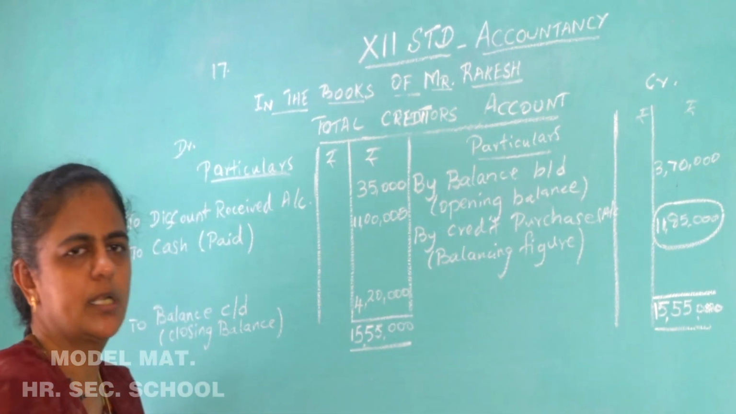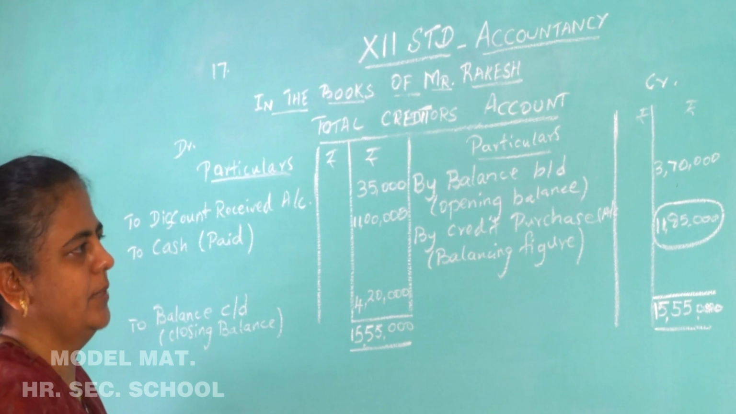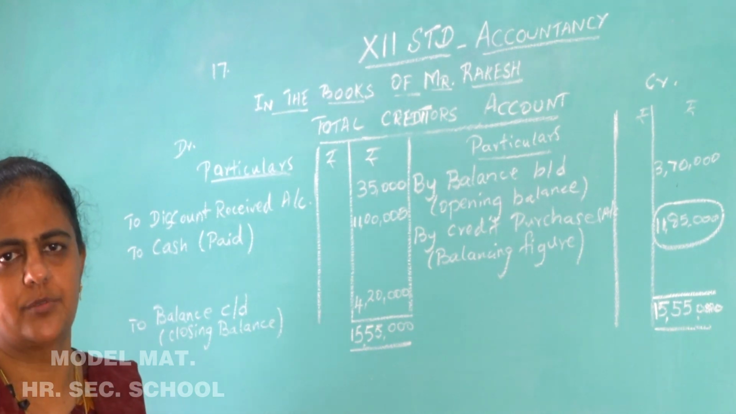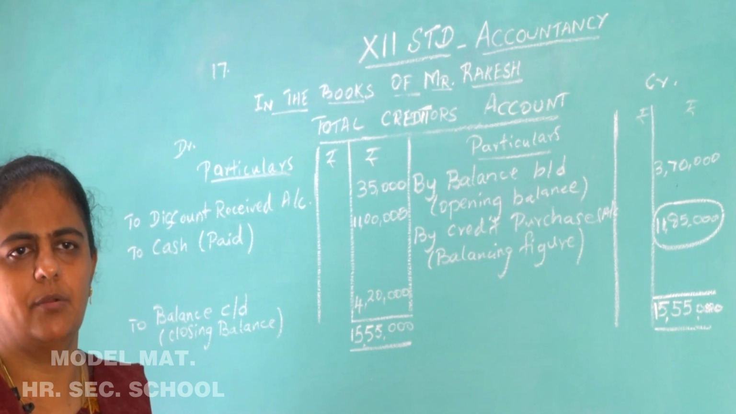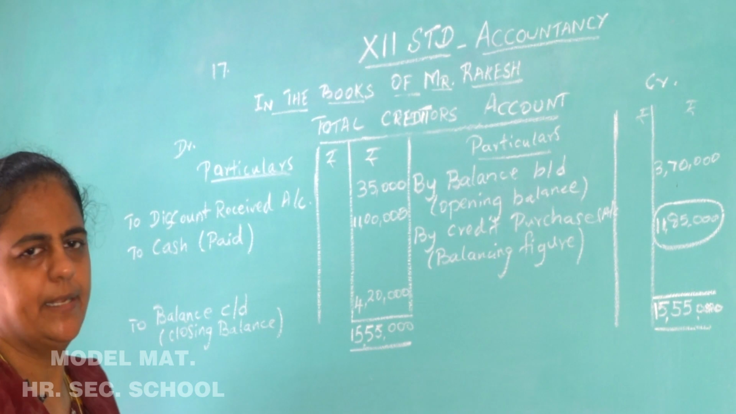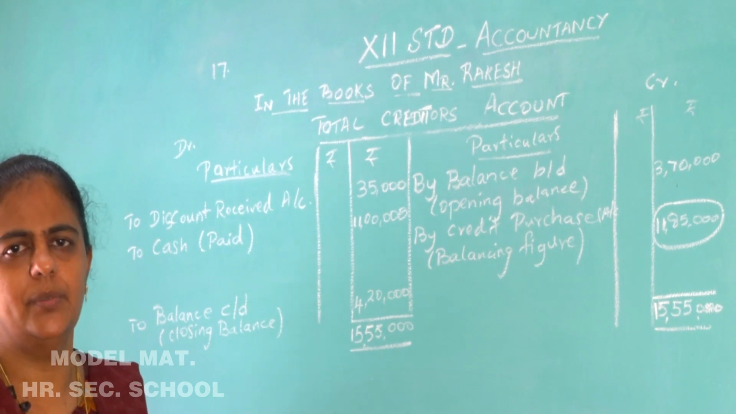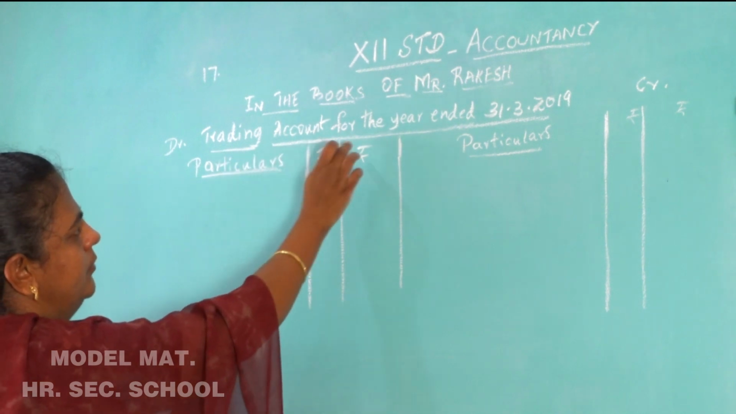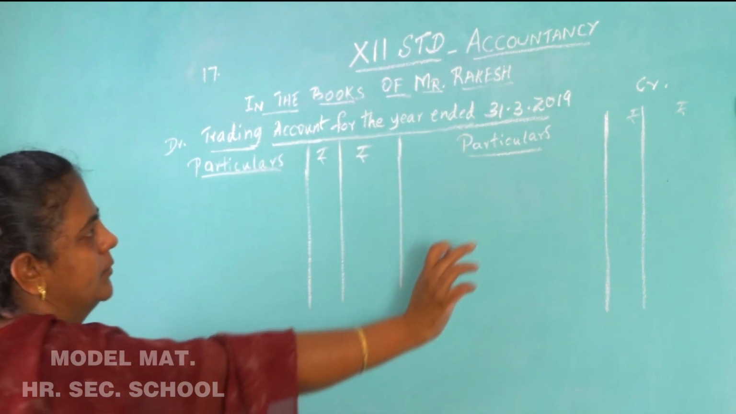Now you have credit sales and credit purchases. Now you can go and prepare your final accounts. What are the things you prepare in a final account? First, you calculate the trading account. So, we will prepare the trading account, then we will move to the P&L account and balance sheet. Now, you are going to prepare the trading account for the year ended 31/3/2019.